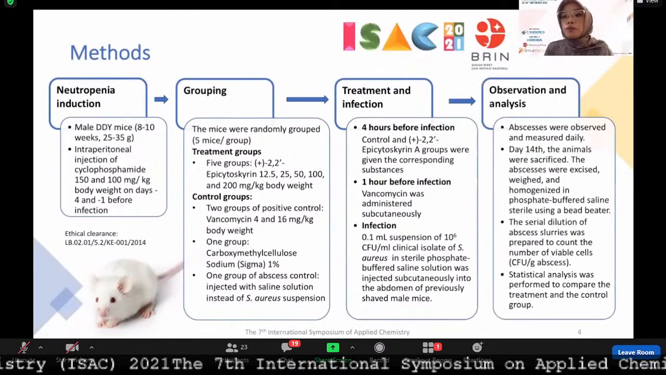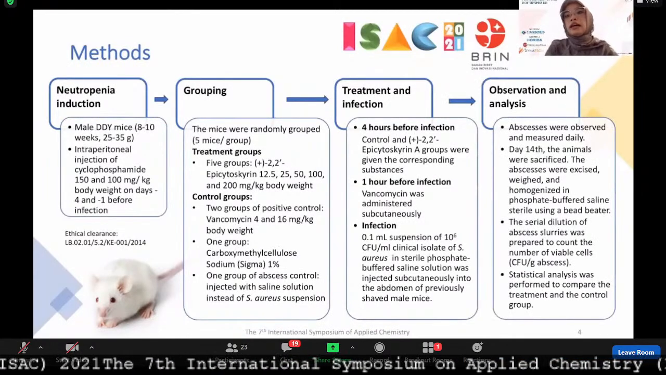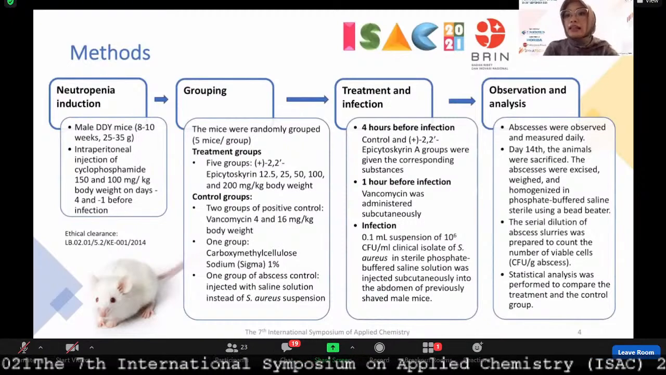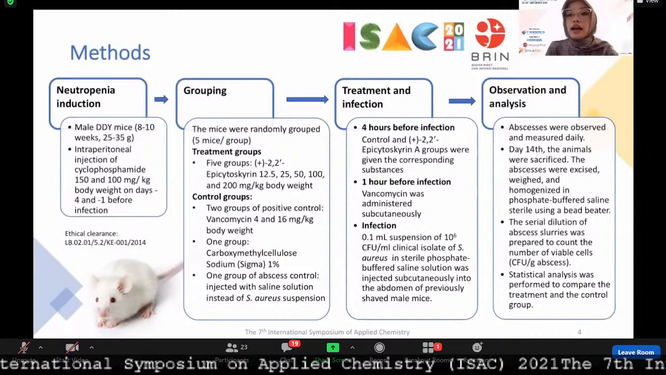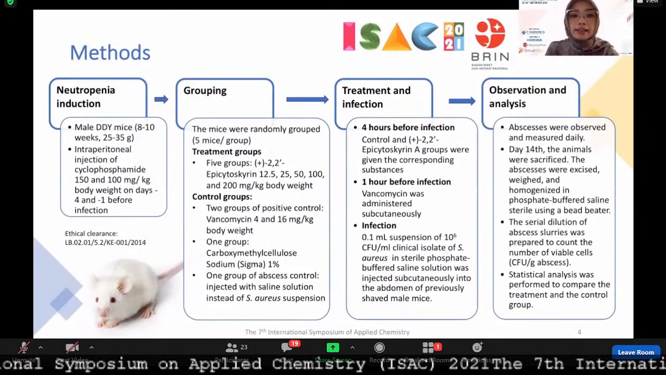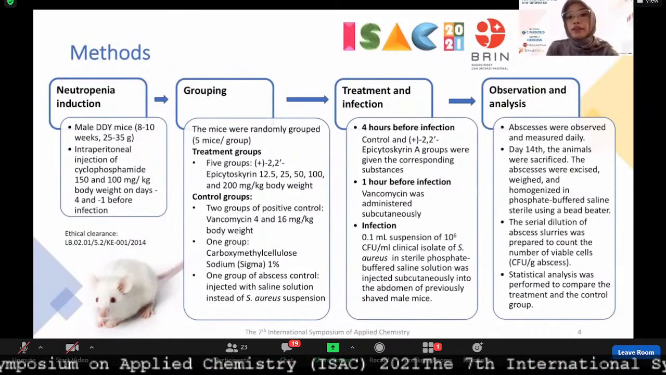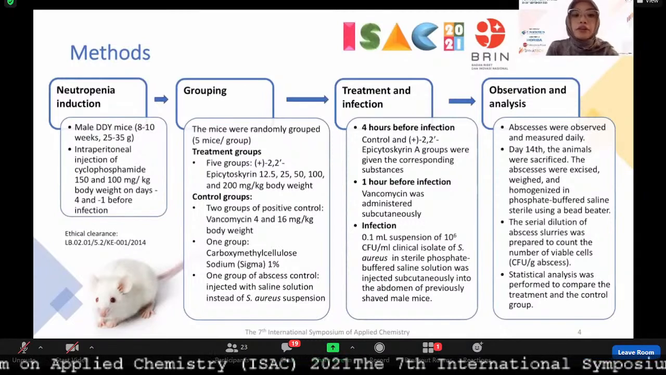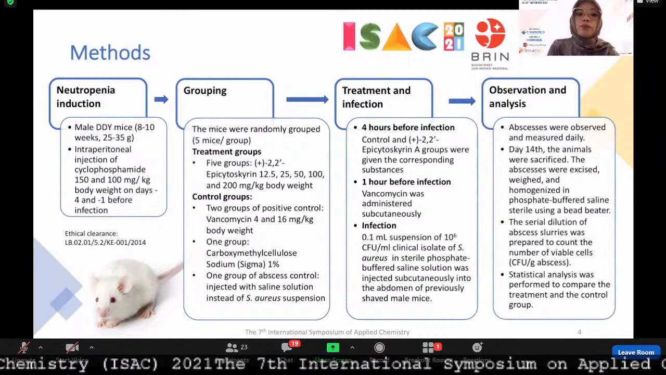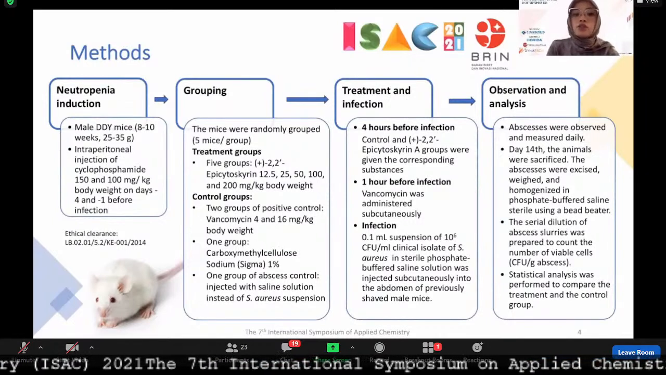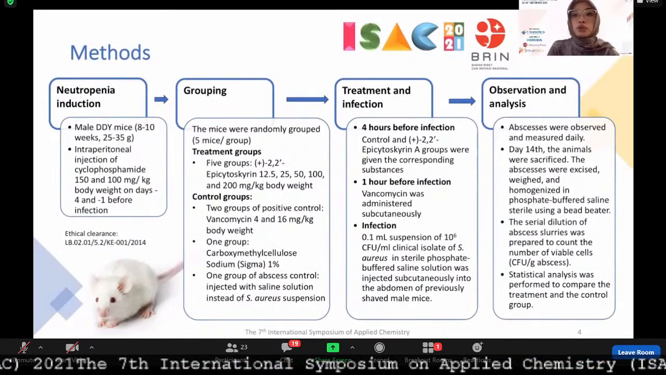And then we observed and measured the abscess daily. And at day 14, the animals were sacrificed, the abscesses were excised, weighed, and also homogenized. And then we made serial dilution of abscess slurries to count the number of viable cells. And then also we performed statistical analysis to compare the treatment and also the control group.